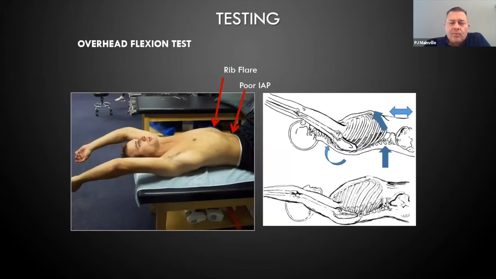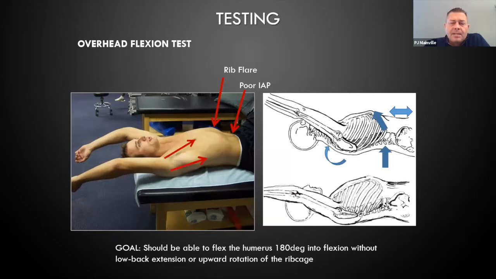One means of assessment is the overhead flexion test. The first observation is the elevated rib cage and poor core control. The second is the shortness noted of the pec minor and the latissimus, pec major and minor, and lat teres muscles. The goal would be to flex the humerus to 180 degrees of flexion without his low back going into extension or upward rotation of the rib cage.